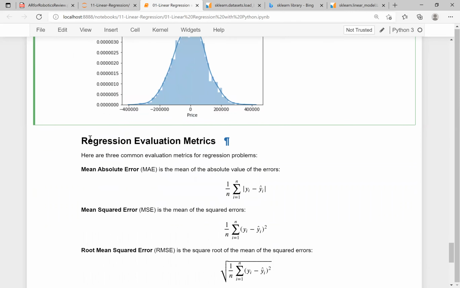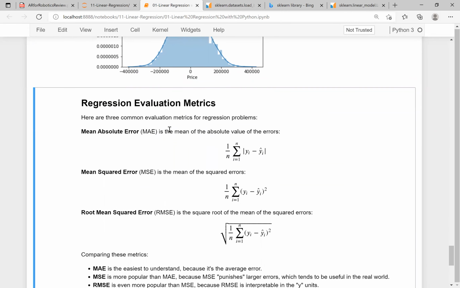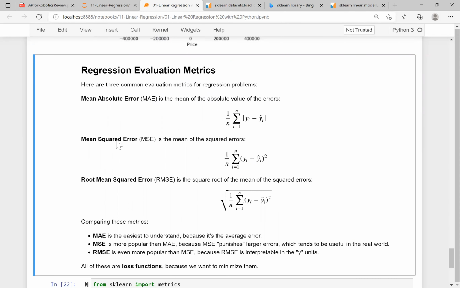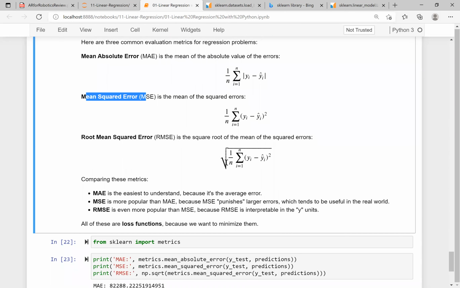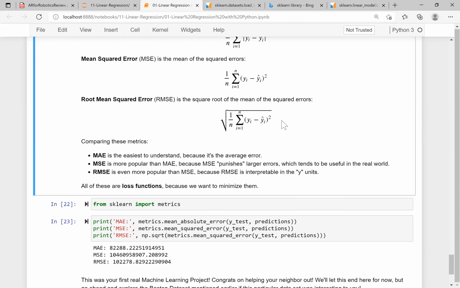So now we will look at regression. What are the metrics we can use? One is mean absolute error. I can average the absolute error of each data point, or I can take the square of the errors and then average it, or I can take the root of the mean squared error, right? All these I can do manually. I can use numpy also, just like this.